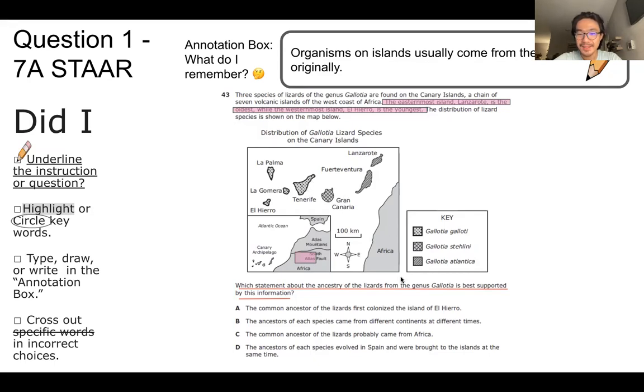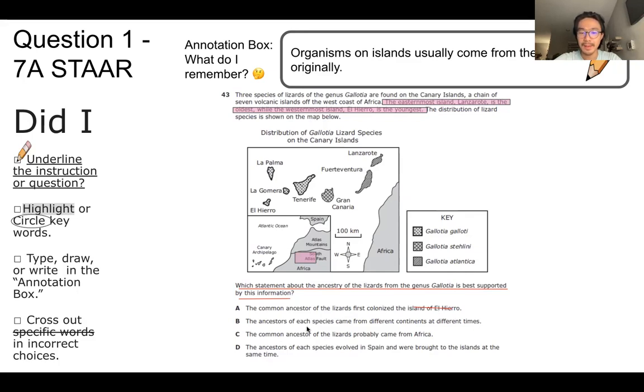So let's look at these statements. A, the common ancestor of the lizard first colonized the island of El Hierro. So that island is this one. And we know it's actually not the closest to Africa. So it would probably go to one of the closer islands and then go to the farther one later. So A is probably not right. It's not the first to be colonized. And it's not that island that would be the one to be first colonized.